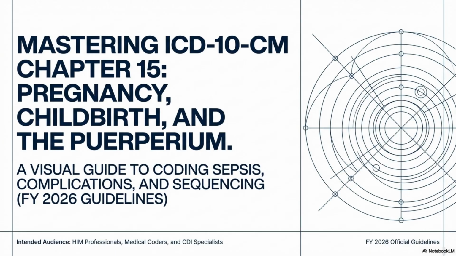In this session, we'll walk through the clinical timeline, how to correctly identify and code sepsis in pregnancy, how substance use impacts code assignment, and how to sequence external factors like abuse, poisoning, and COVID-19. These are the areas where coders often get tripped up, so by the end of this video, you'll feel much more confident navigating these scenarios.